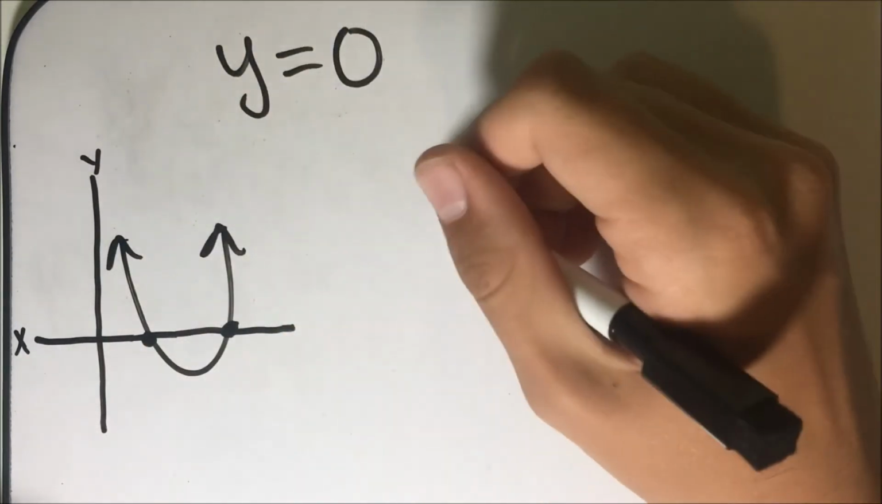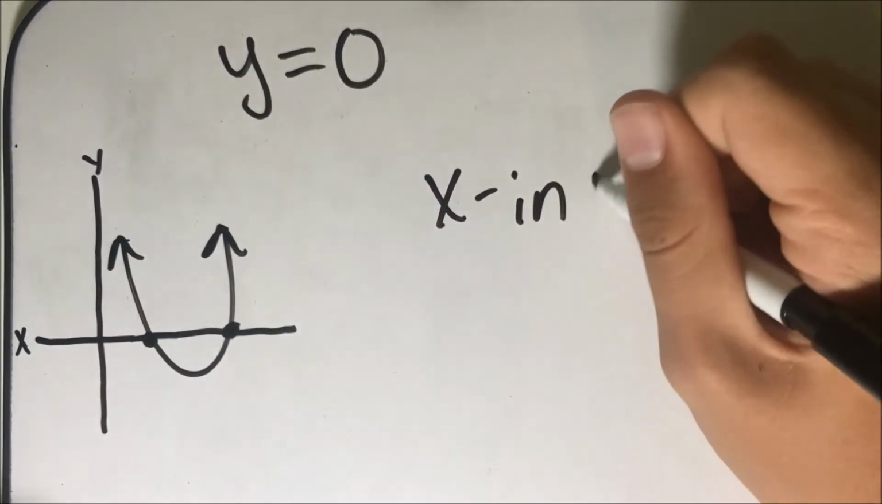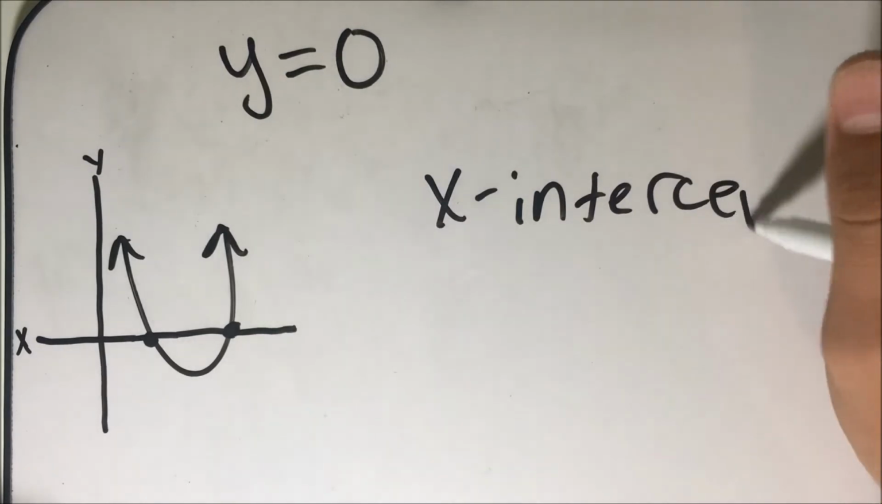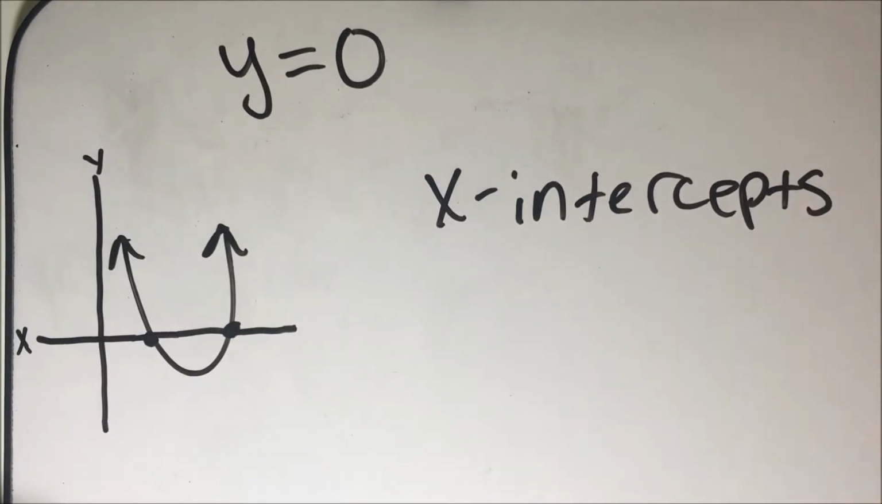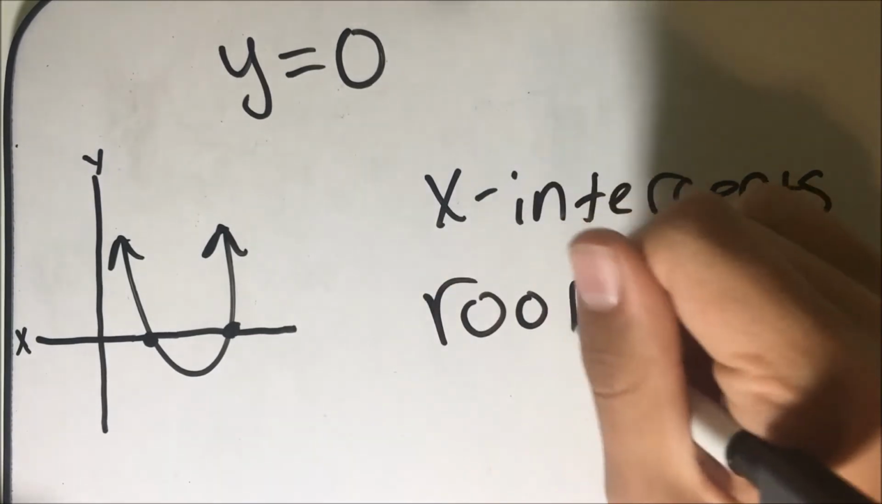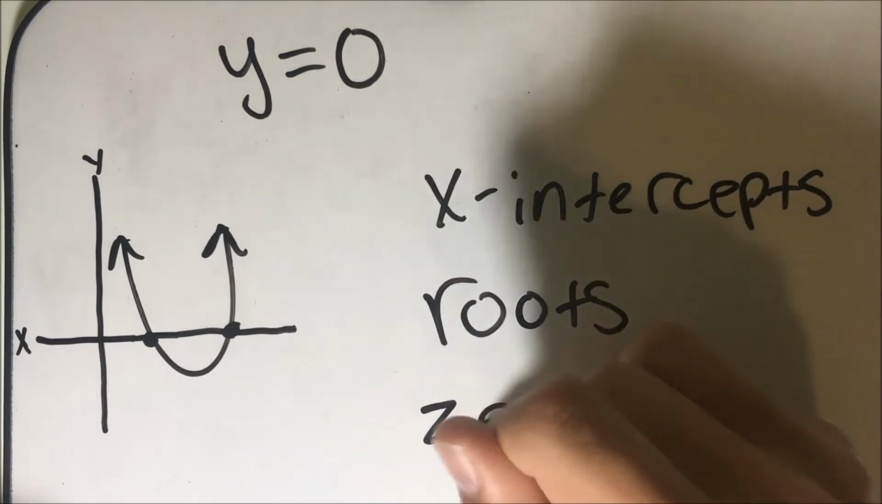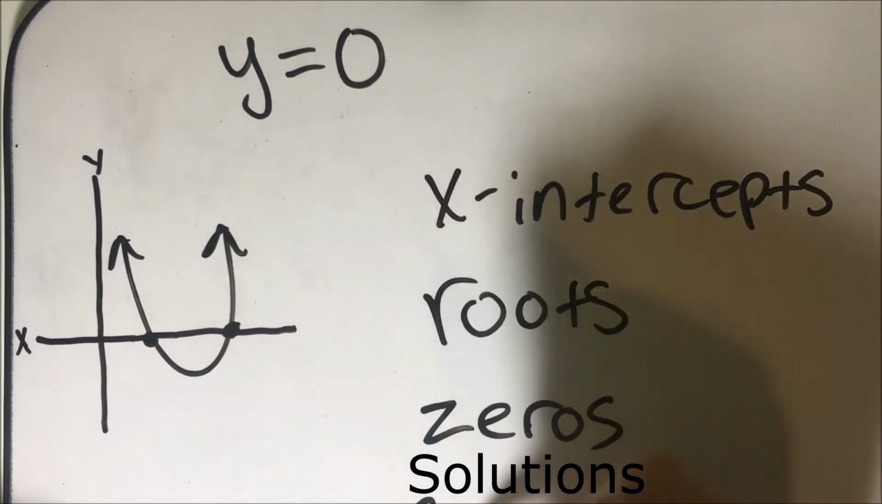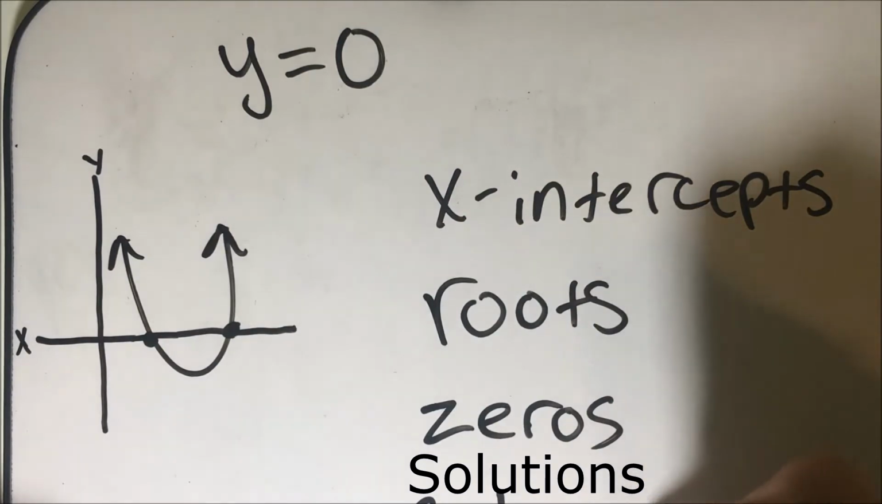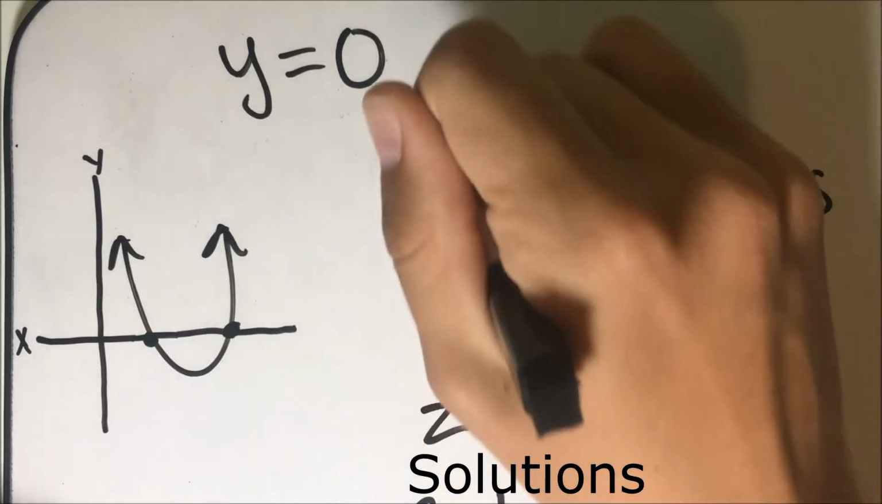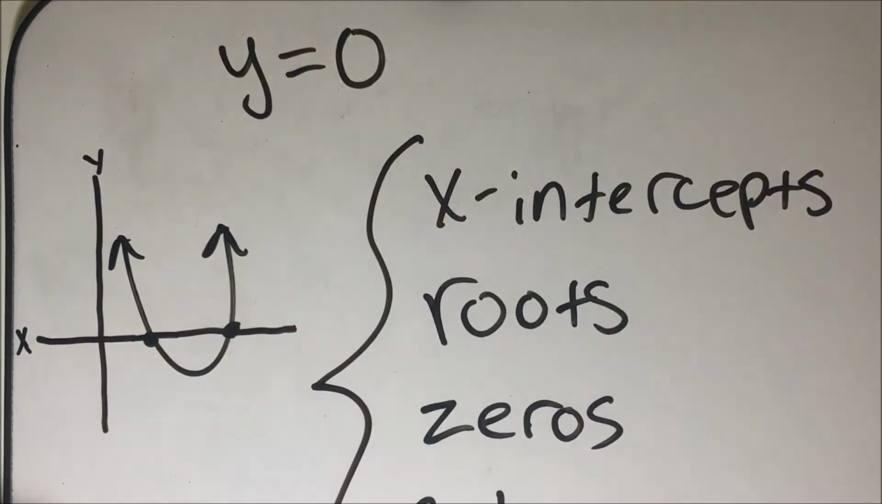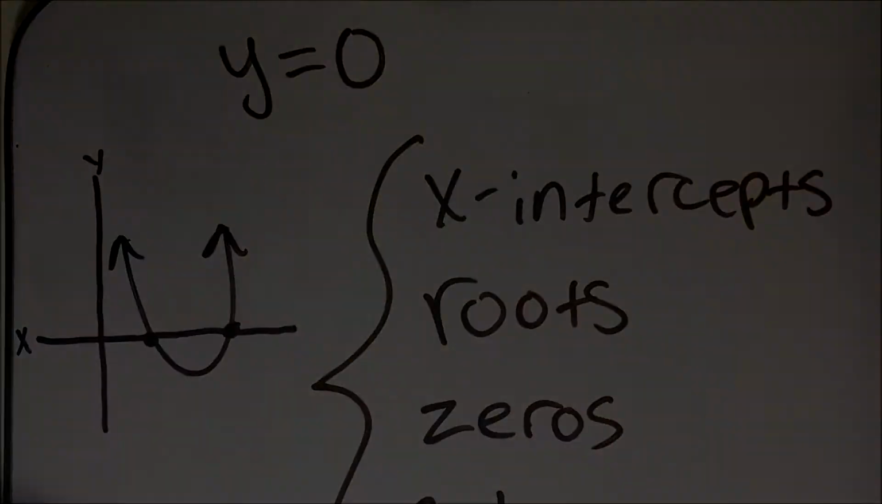Now these are known as the x-intercepts, and they also have other names such as roots, and they can also be called zeros or solutions. Now these all mean the same thing, they're all referring to the x-intercept.